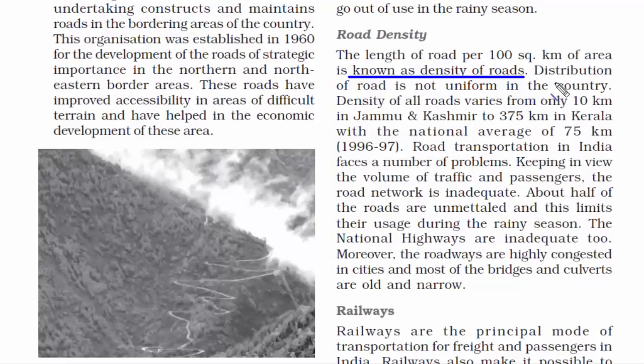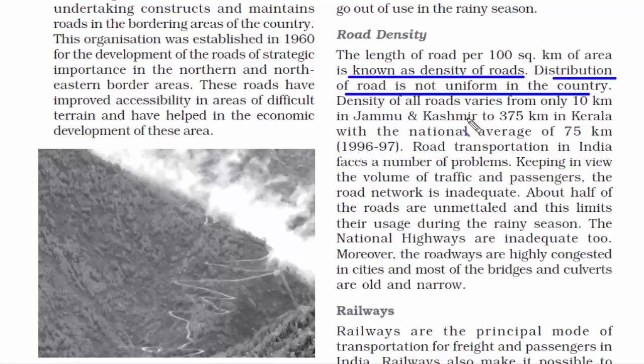One more thing is that the distribution of roads is not uniform in the country, which means no two places or two states have the same amount of roads or the same length of roads, I would say. And that is true. I think we know the reason. It is fairly because of the topography. Because there are places where it is very difficult to build roads, and the government has not taken much initiative of making good roads in those places. So those places still rely on unmetalled roads, which go out of use in the rainy season.